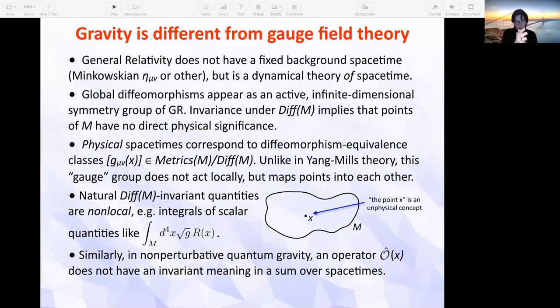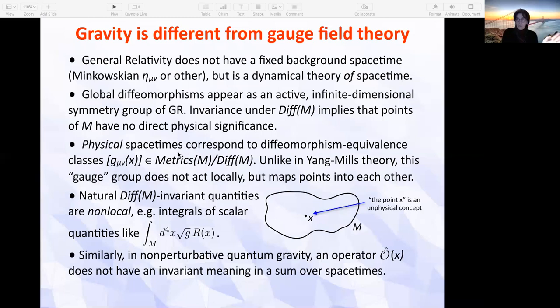But GR, of course, to some extent is similar, but in other aspects is different from a gauge field theory. So, specifically, we are not working with a fixed background space-time, be it a Minkowskian η_μν metric or some other fixed background, but we're talking about a dynamical theory of space-time. Now, we have these diffeomorphisms. They actually appear in the sense of global diffeomorphisms, mapping points of the manifold M to other points, regarded as an active infinite-dimensional group of symmetries of GR, which is actually an invariance of the theory. Now, this invariance under Diff(M), as I call this group, actually implies that points of M have no direct physical significance. And that's something that was already noted and emphasized by Einstein himself.